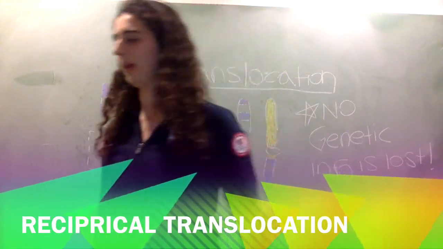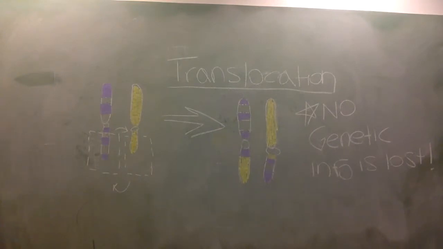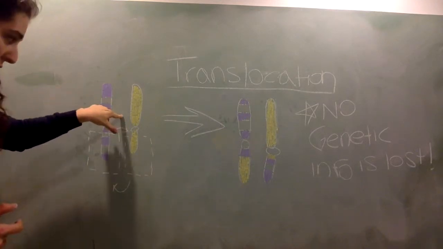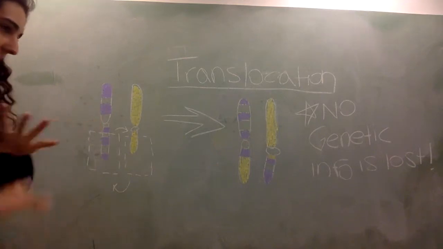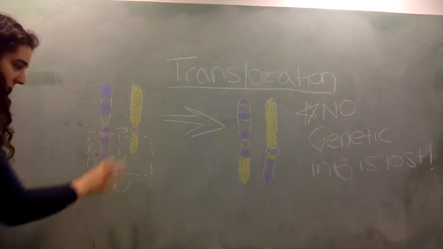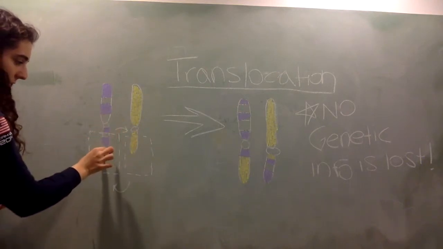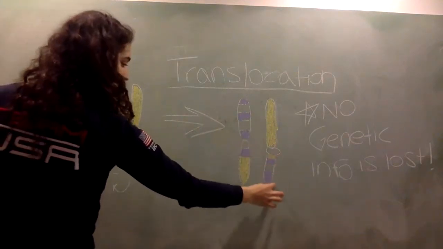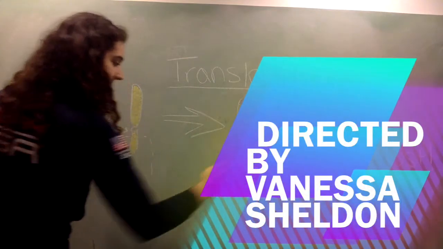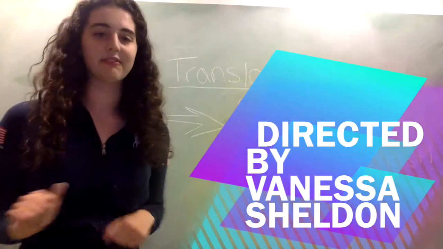So let me show you the board behind me. As you can see, I have a chromosome, and another chromosome, non-homologous, so they're not a pair, completely unrelated, okay? See this little box? That's just representing where the changes are going to be. So this piece of the chromosome is detached and then placed here, and then this piece of the chromosome is detached and then placed there. Makes sense? And also no genetic information is lost.